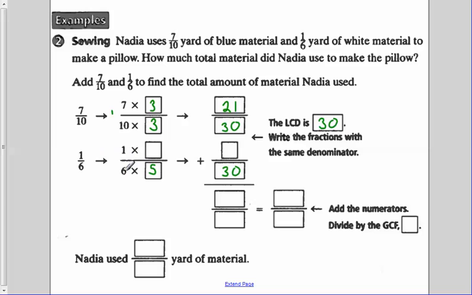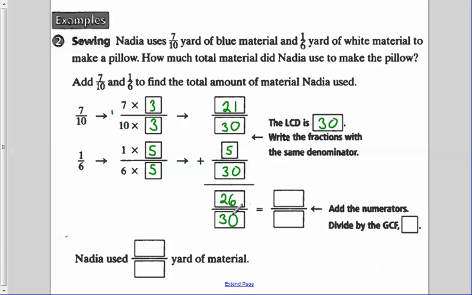Now for my 1/6, I multiplied 6 times 5 to get 30, so I have to do the same to my numerator. 1 times 5 is 5. Since I have common denominators, now I can easily add these two fractions together. 21 plus 5 is 26. And we keep our denominator of 30.